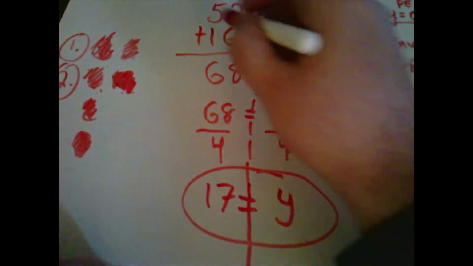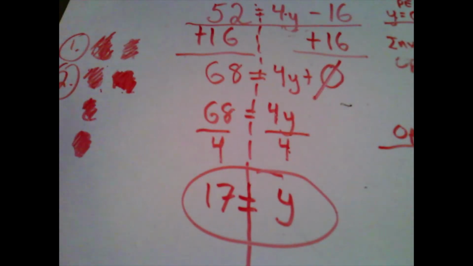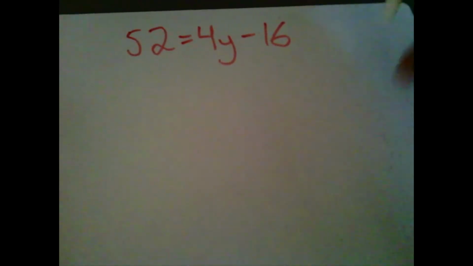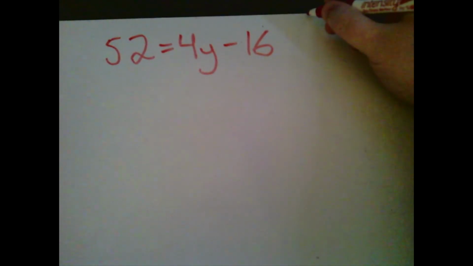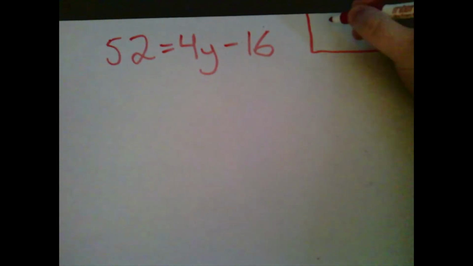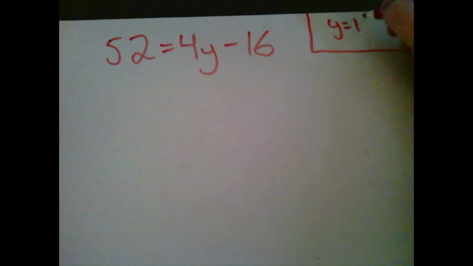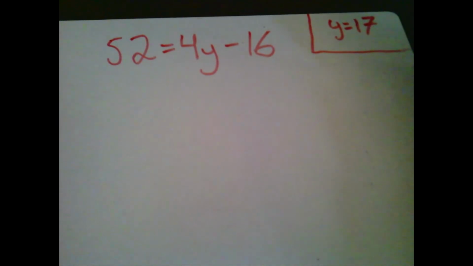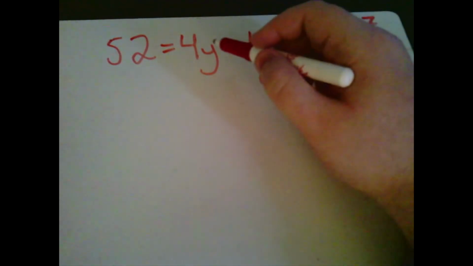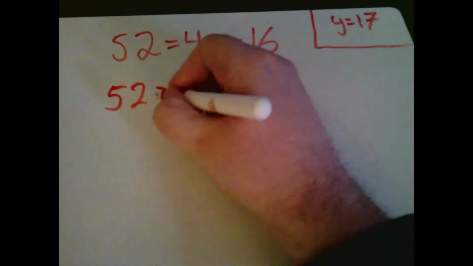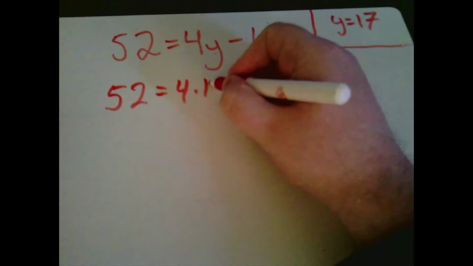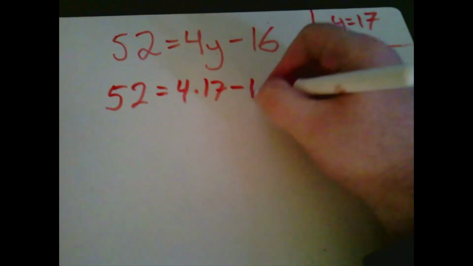Let's go back to our original equation. 52 equals 4y minus 16. According to our inverse operations and our math, we say that y is equal to 17. This means that this is the only number that we can plug in for y that will make this a true statement. Let's see if that's true. 52 equals 4 times 17, replacing y with 17, minus 16.